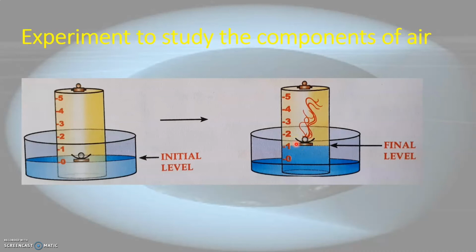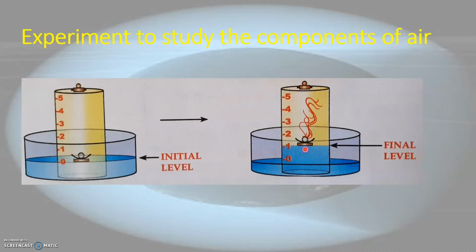This means that oxygen that was present in this bell jar was used up during the process of burning. Now this oxygen was used up, and hence that oxygen's space is occupied by water. So oxygen present in this bell jar was used up during the burning of this phosphorus, and that oxygen's space in the bell jar is occupied by water. That is why the level of water has increased.